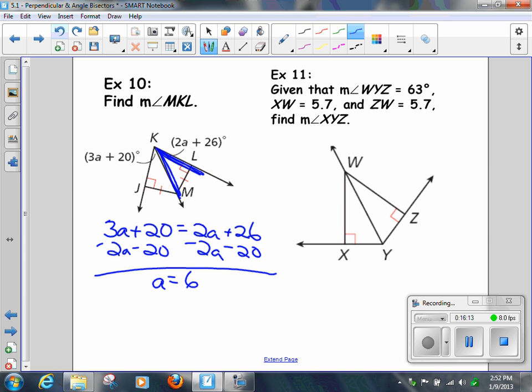I'm done, right? Nope. Where is that going to be on your SOL test? It's going to be the first one. Promise. And you got to stop back and think, oh, hold up. What am I looking for? I'm looking for this angle, 2a plus 26. 2 times 6 plus 26. 12 plus 26, which is? How many of you had 38 as your answer? High five, guys. Good job.